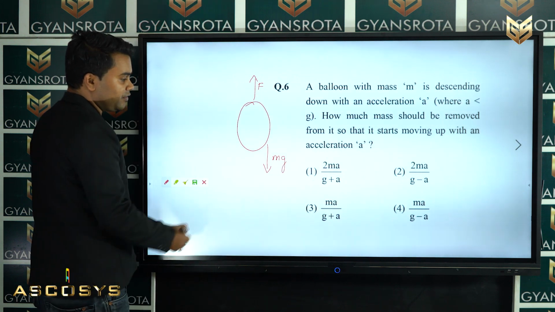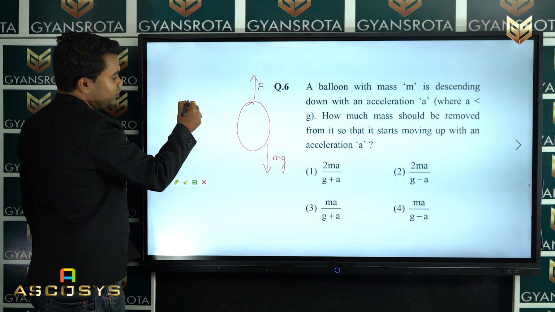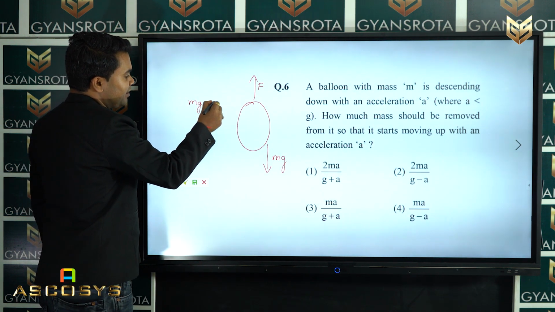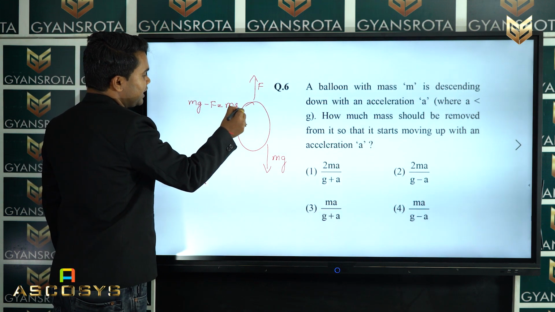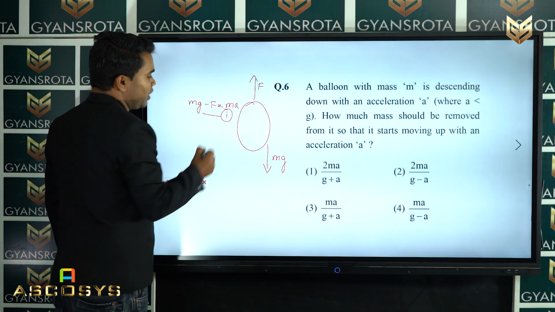If I make this equation for this one, it will be mg minus F will be equal to mass multiplied with the acceleration. Put it as equation number 1.